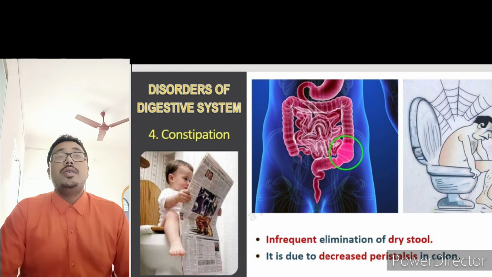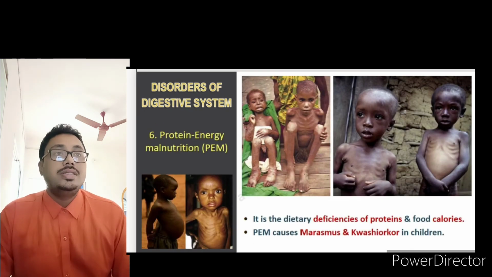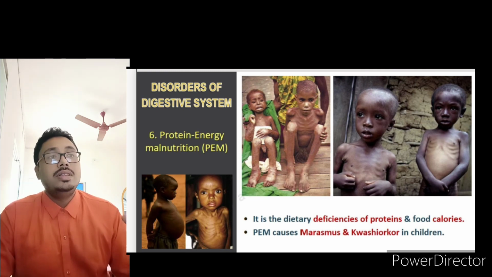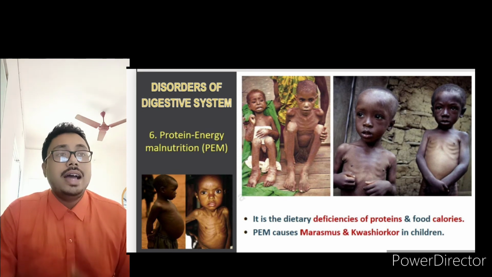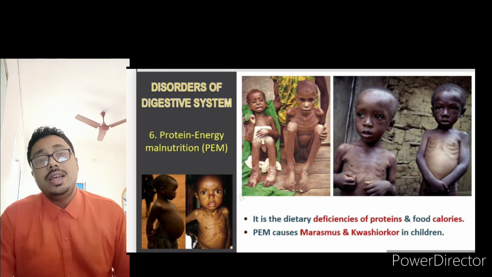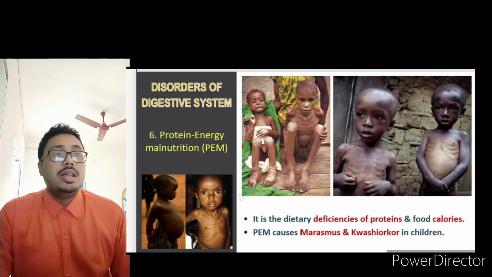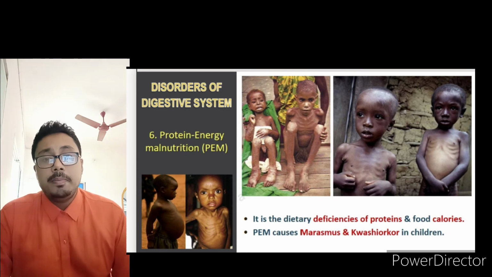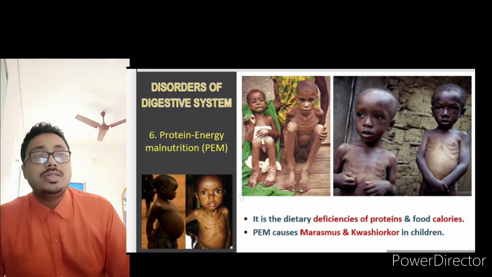Next is protein energy malnutrition. See the pictures of these kids, how malnourished they are. That means they didn't get the protein molecules. It is a dietary deficiency. They are not getting food properly. There are two types of protein energy malnutrition. The first one is called marasmus, and the second one is called kwashiorkor.